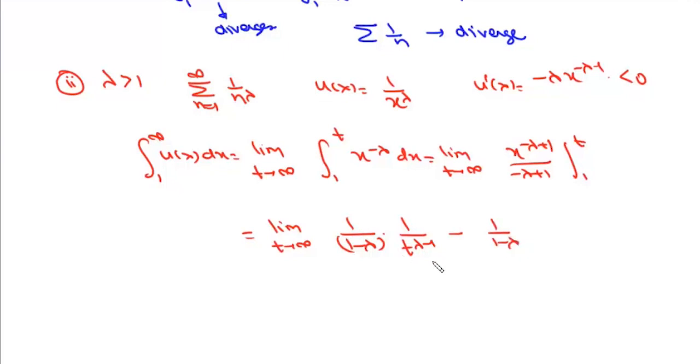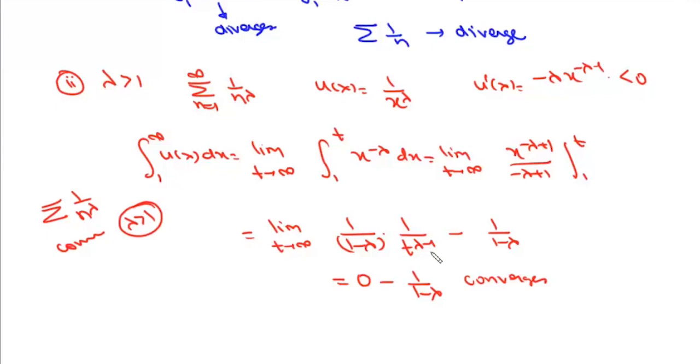Now since lambda is greater than 1, this power is positive. So it will be 0 minus 1 upon 1 minus lambda, which is finite. So that means this integral converges. So this series 1 upon n to the power lambda converges when lambda is greater than 1. And if lambda is less than 1, then here this power will be negative. In that case, this integral won't converge. So I'll leave the solution to this third case to you.